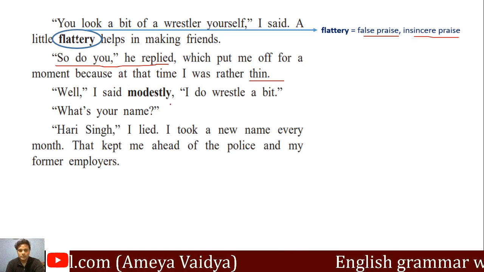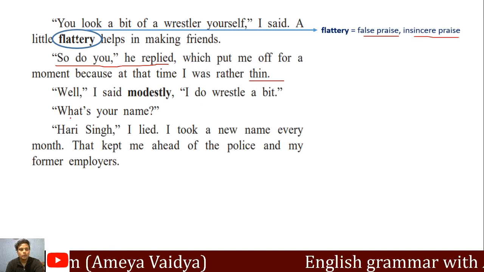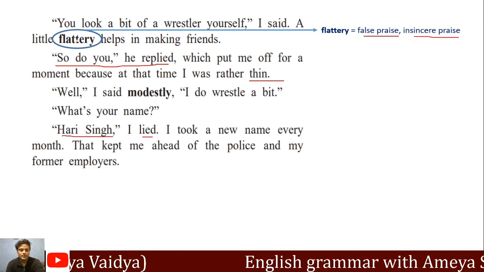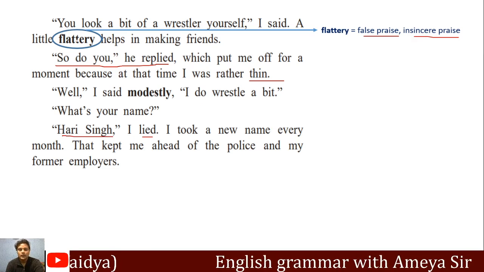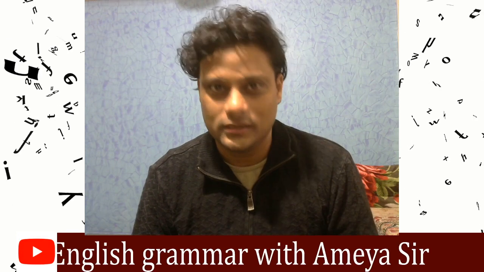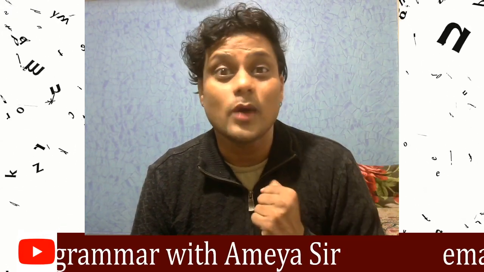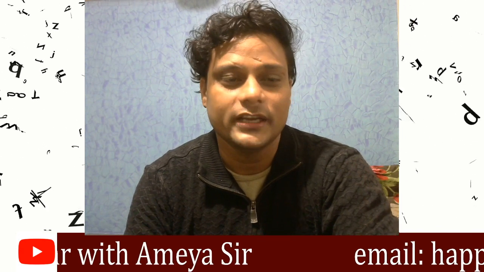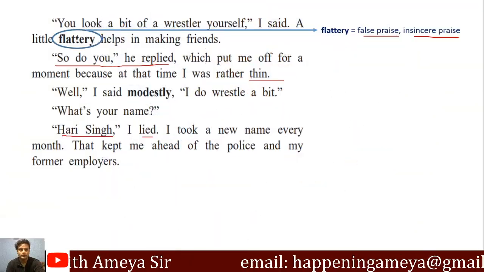"Well," I said modestly, "I do wrestle a bit. What is your name?" "Hari Singh." "I lied." Now here again, see, that's what I exactly told you. Anil asked the boy, what is your name? The boy said Hari Singh, and clearly he is lying. Hari Singh isn't his name. He is no Hari Singh. But every time he has to get a new identity for himself. I told you he probably does that. So at the moment he is Hari Singh.